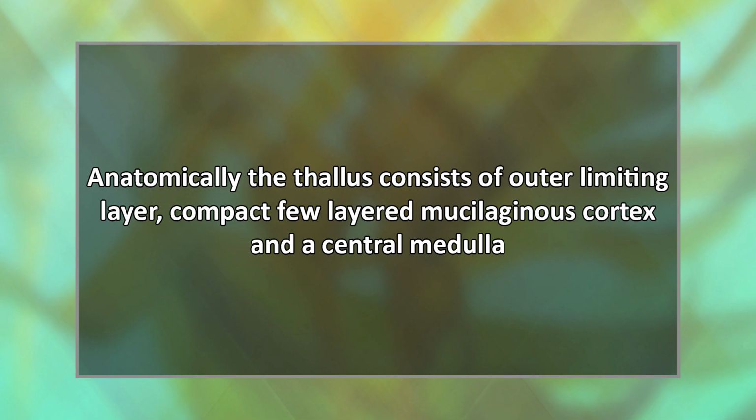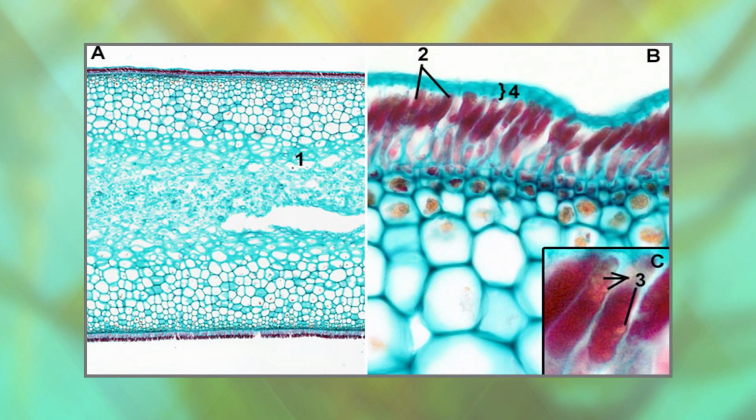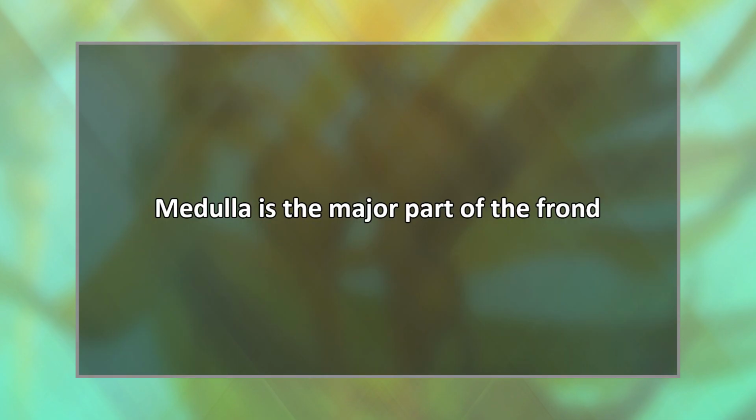Anatomically, the thallus consists of an outer limiting layer, a compact foliar mucilaginous cortex, and a central medulla. The outer layer is composed of small cells containing abundant plastids and performs the function of assimilation. The medulla is the major part of the frond, which is composed of hypha-like elongated cells very similar to Laminaria, probably performing the function of conduction of food material. The intercellular spaces are filled with mucilage.